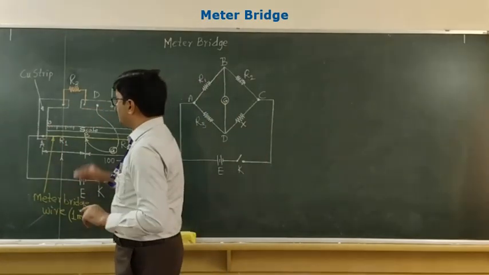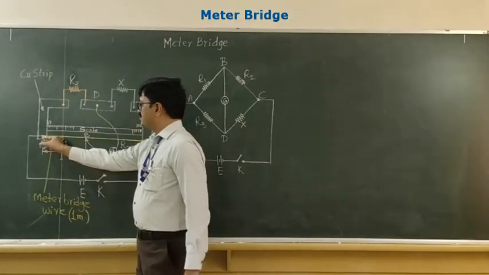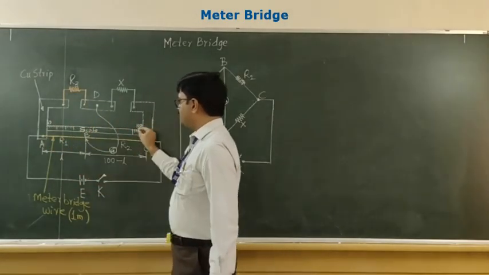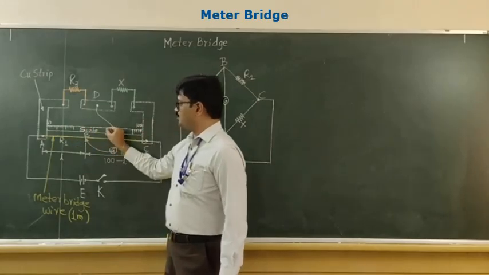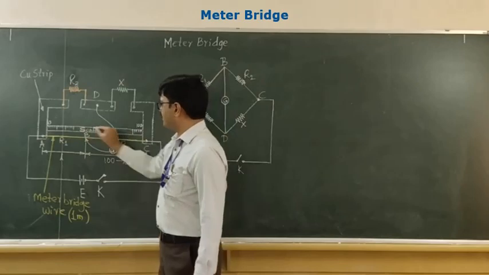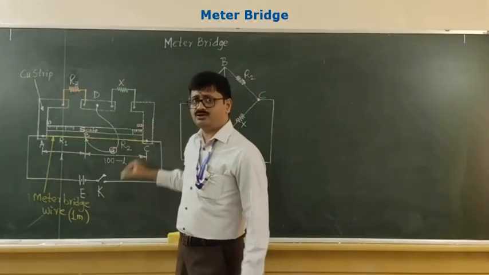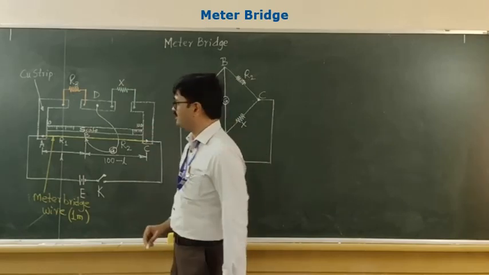Okay. Now, you can notice here that we are having a graduated scale running parallel to the meter bridge wire. That is one more thing. And this graduated scale is a 1 meter long scale. Obviously, I may not say that, but still I am mentioning.